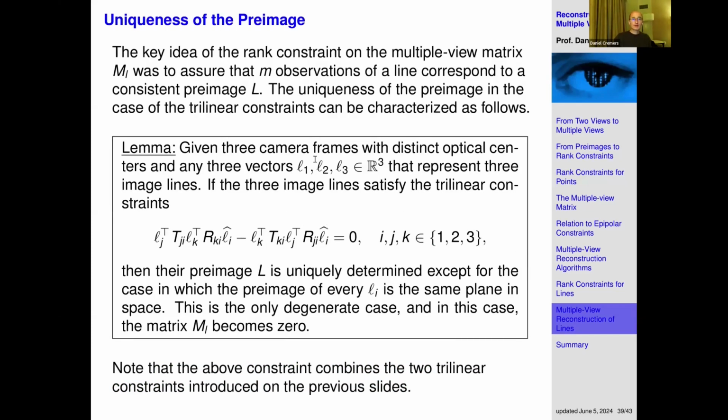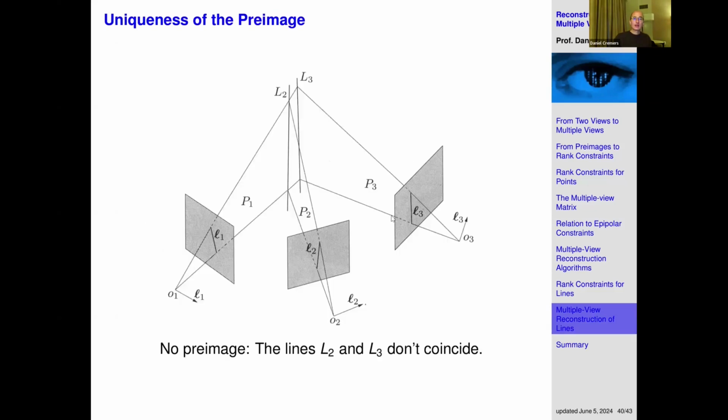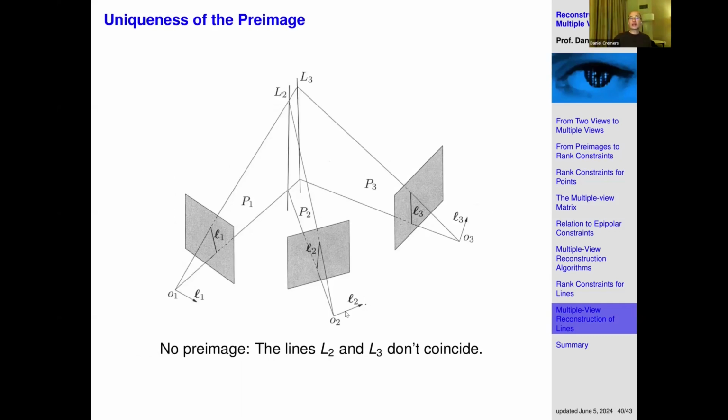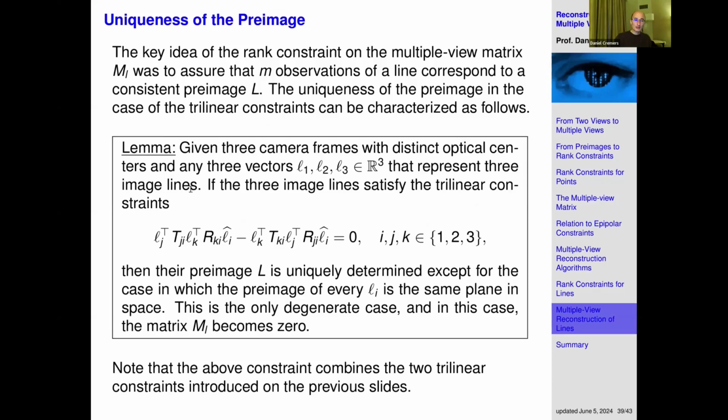constraint. And so we have this lemma: given 3 camera frames with distinct optical centers and any 3 vectors, L1, L2, L3, that represent the 3 line observations in the 3 images. Then, if these 3 images satisfy the trilinear constraints that we had, there is a unique line in the intersection of the pre-images. So we can basically rule out the case where the pre-images do not coincide in a single line. That can be ruled out by these trilinear constraints.